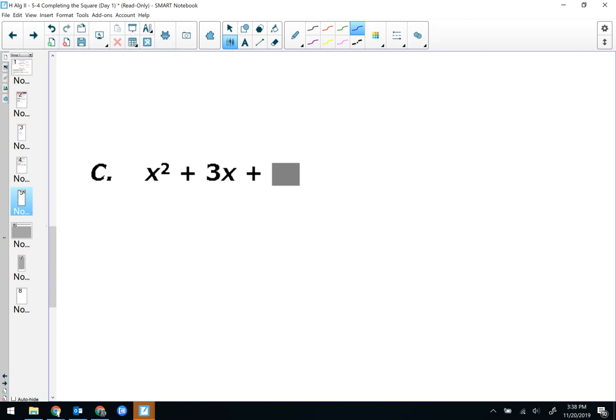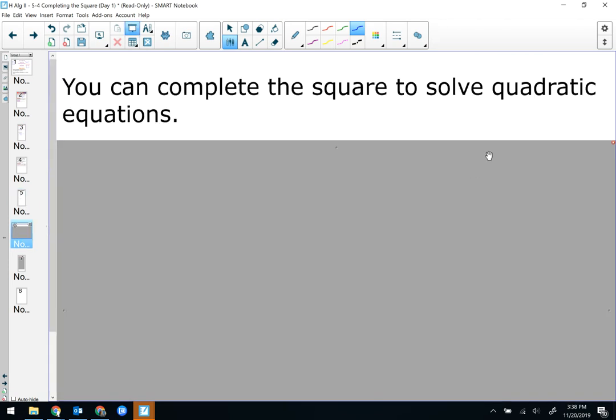All right. B is 3 over 2. 3 over 2 squared is 9 over 4. X plus 3 over 2 squared. Okay, now how does this help us? You may be thinking, this is ridiculous. Why are we doing this? Right? That seems simple. Take a look here.